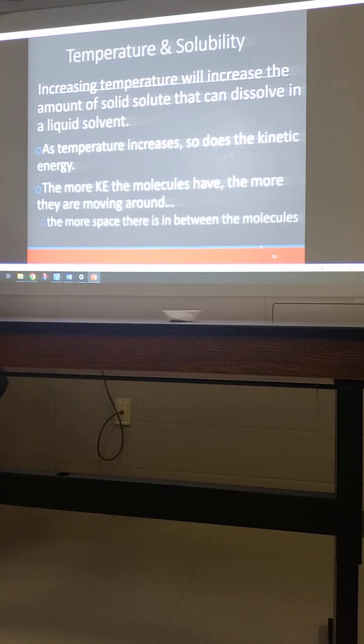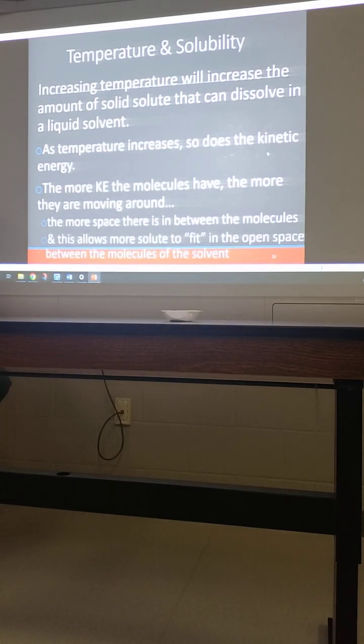And the more they're moving around, the more space there ends up being between the molecules. If there's more space between the molecules, then that solute can just slide right up in there, right? And fit more of that solute into the solvent. So it allows more solute to fit into the open space.